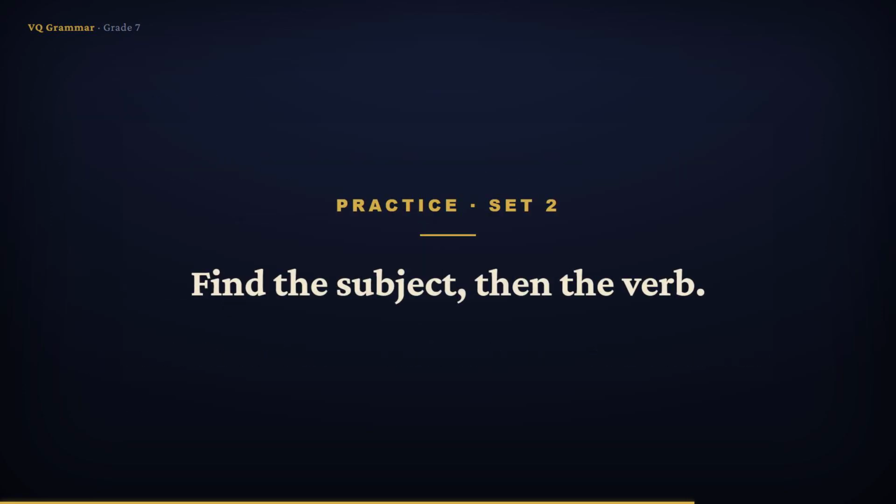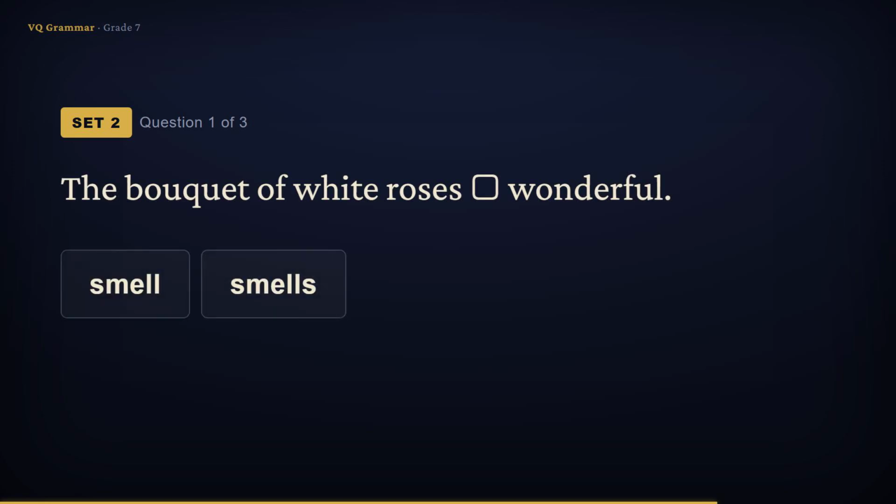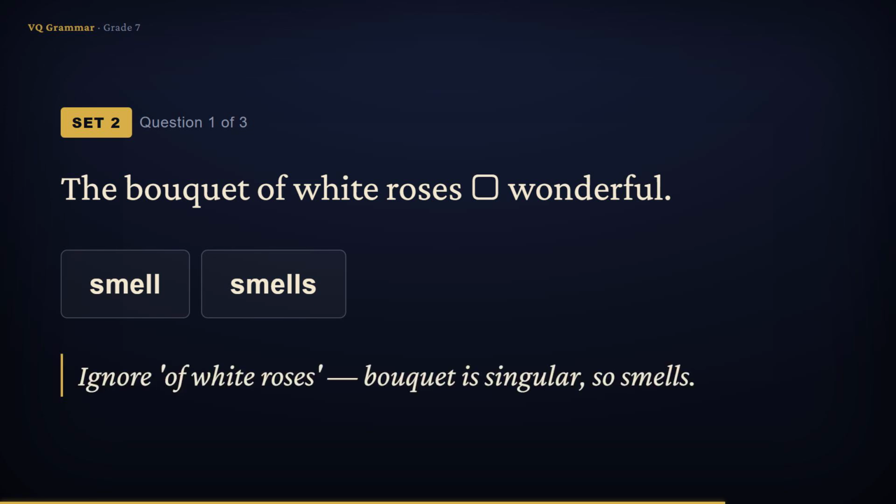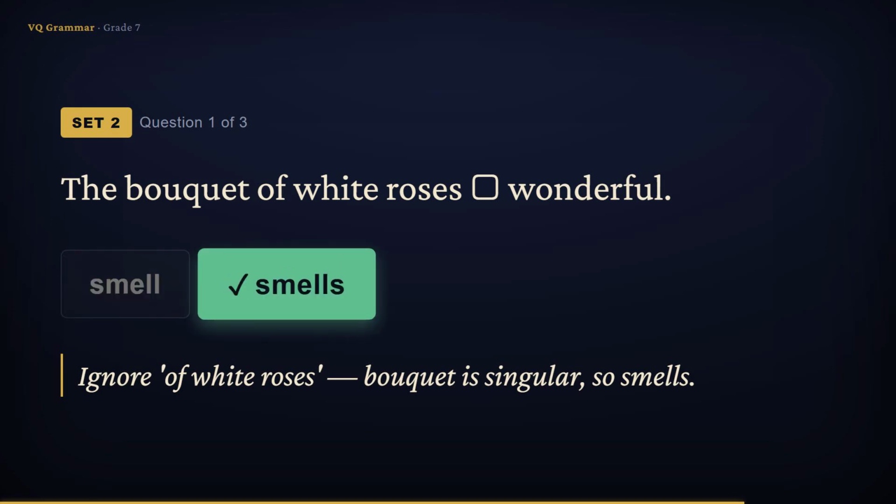This set mixes in here and there sentences and questions. Find the subject wherever it is hiding, then pick the verb that agrees. Pause and choose before I answer. The bouquet of white roses blank wonderful. Of white roses is a prepositional phrase, so set it aside. The subject is bouquet, just one, so it takes the S. So the answer is smells.